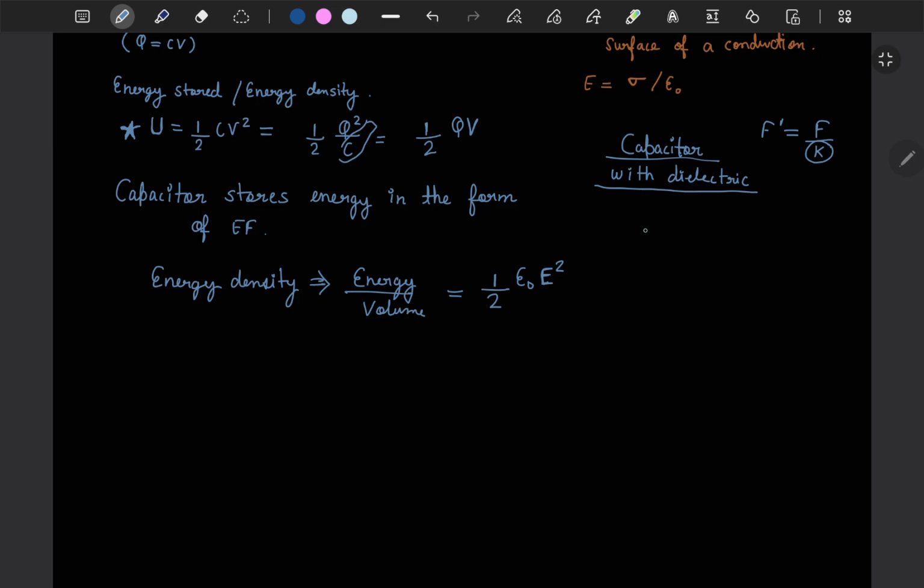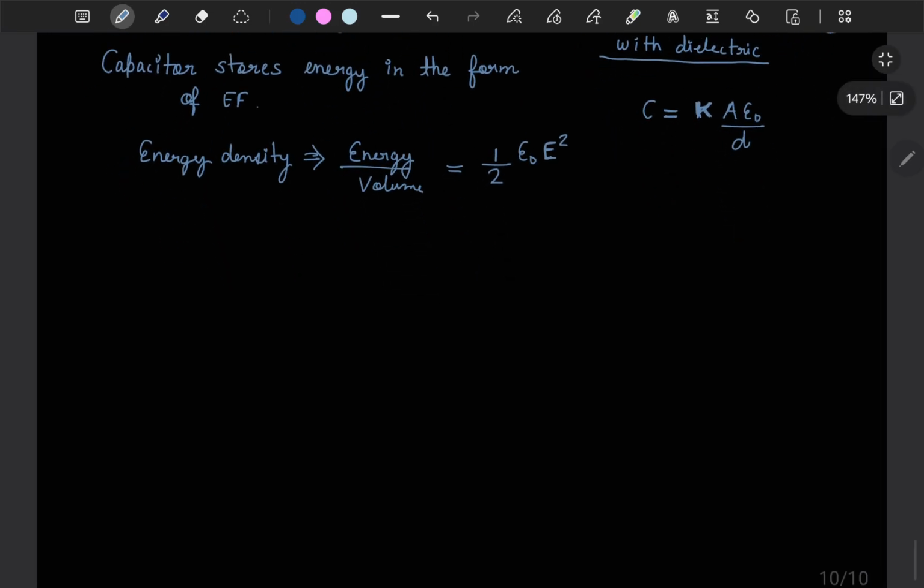In case of capacitor with dielectric, basically the capacitance increases by K times, and it is obtained as K A epsilon naught by D. K is the dielectric constant only. So in case of electrostatic force, the force was decreasing K times. Here the capacitance is increasing by K times, and all the formula is remaining the same.